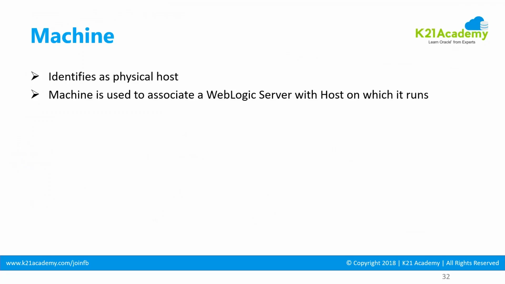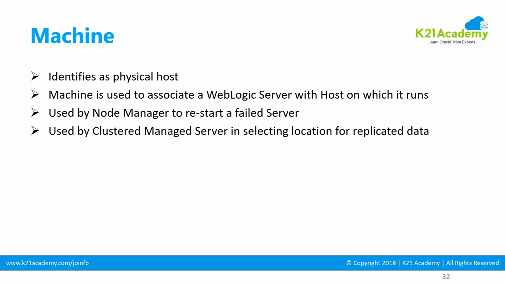So machine is nothing but it identifies a physical host on which the server is running. That server could be an admin server, or it could be a managed server. So machine is used to associate a WebLogic server with the host on which that managed server or admin server runs. It is used by the node manager to start a server or restart a failed server. It's also used by a cluster, in a scenario where the session information needs to be replicated, in selecting the closest cluster member to replicate the session. Again, we are going to cover that in the high availability module where we go deep dive into cluster communication.